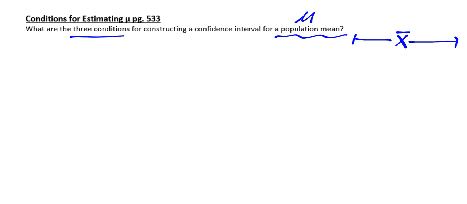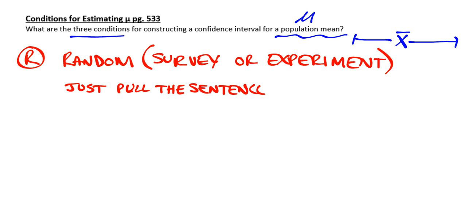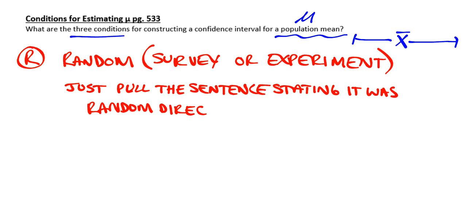So in order to do that, you must check your random condition, meaning your survey or experiment or whatever is going on in that problem, that it was random. And I usually just pull the sentence straight out of the problem. Pull that sentence that states that it was randomly selected directly from the question. Don't waste any time trying to reword it. Just pull exactly what that says out. Save yourself time because that's the easy one.